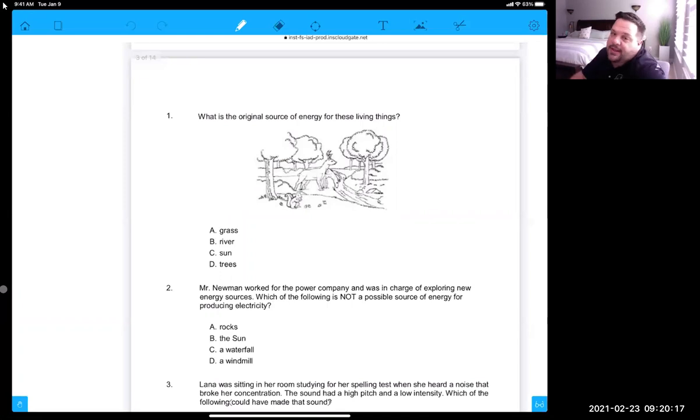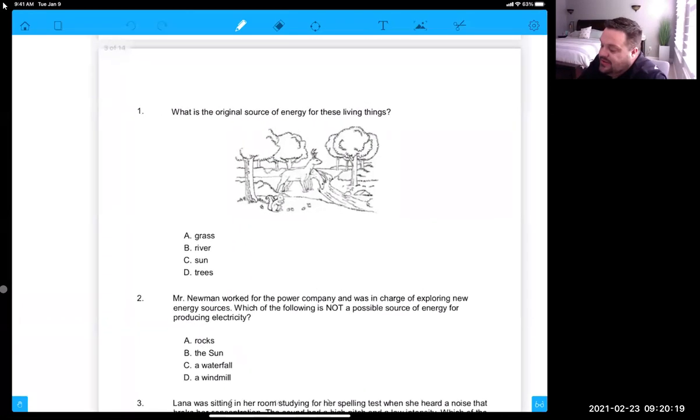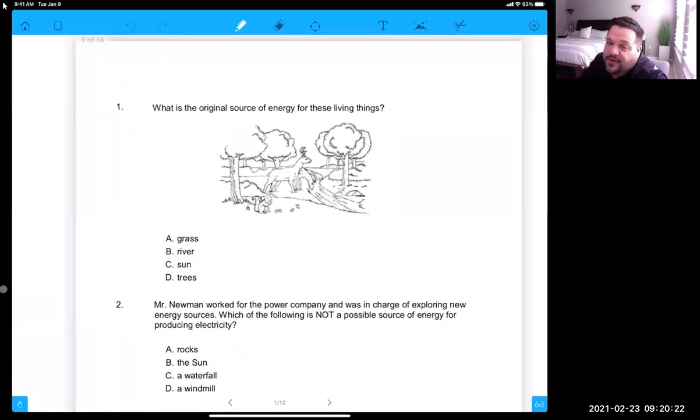We're going to review the fourth grade science baseline. You guys did some of these questions last week, so you should already have an idea. So we're going to go very quickly through these. Everybody pause and get your answer for number one.